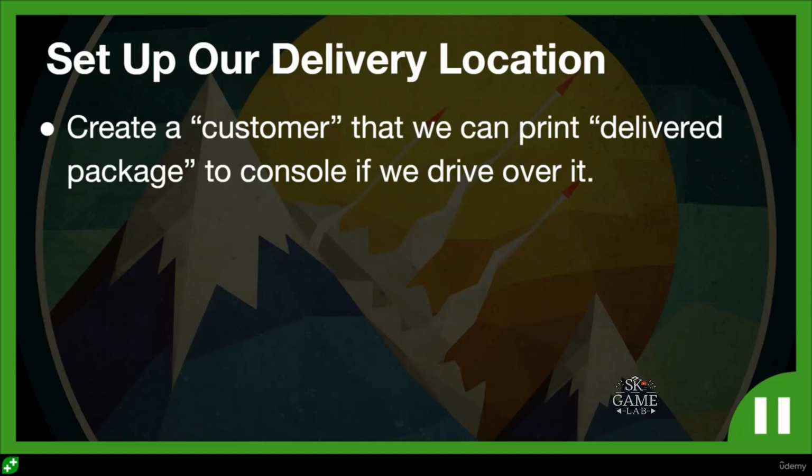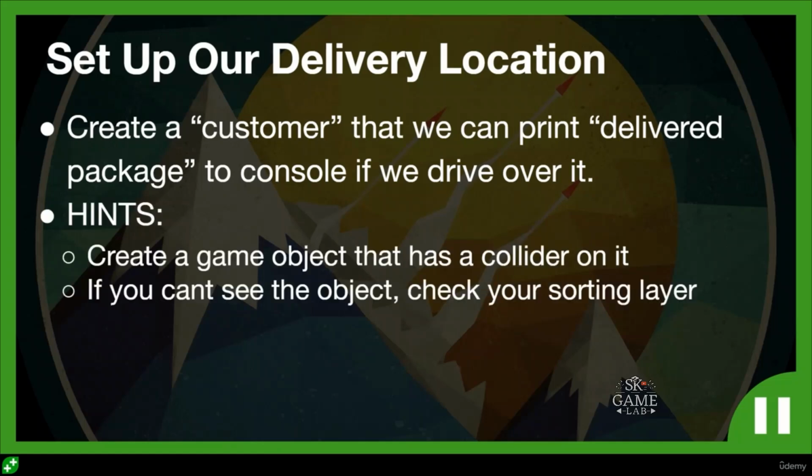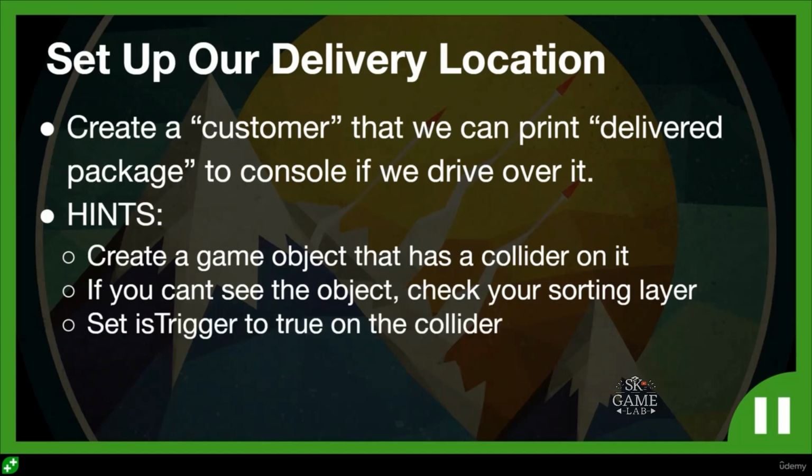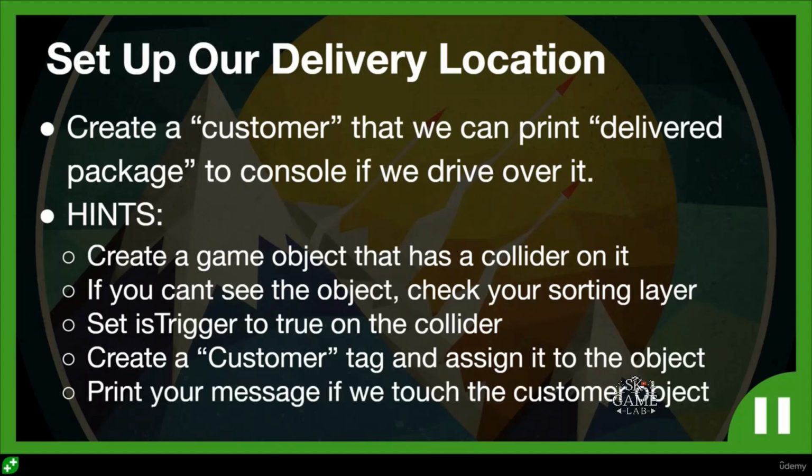Now, if that's enough for you to go on, pause the video and jump in and take that on now. Otherwise, I've got some hints for you. So if you don't need the hints, pause the video. But if you would like the hints, here they are. Create a game object that has a collider on it. If you can't see the object, check your sorting layer to make sure it's above the road. Set isTrigger to true on the collider. Create a customer tag, as we did with the package tag, and assign it to the object, and then print your message if we touch the customer object. So there you go. There's your challenge. Pause the video. I'll see you back here when you're done.